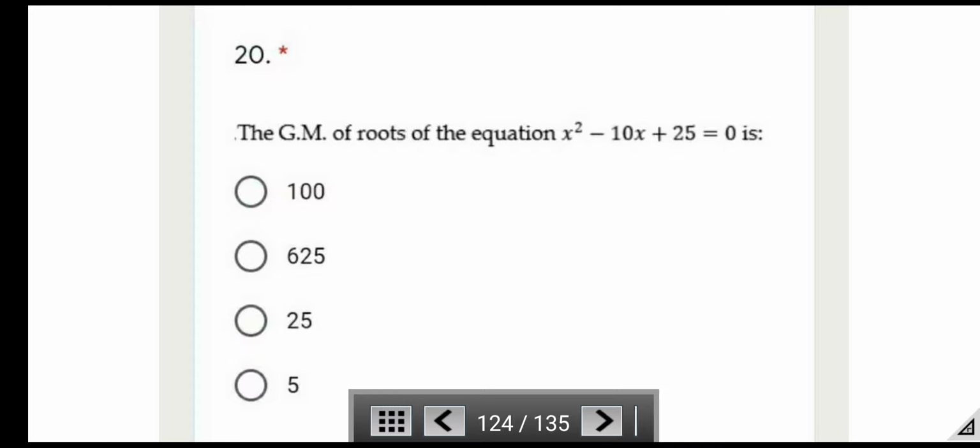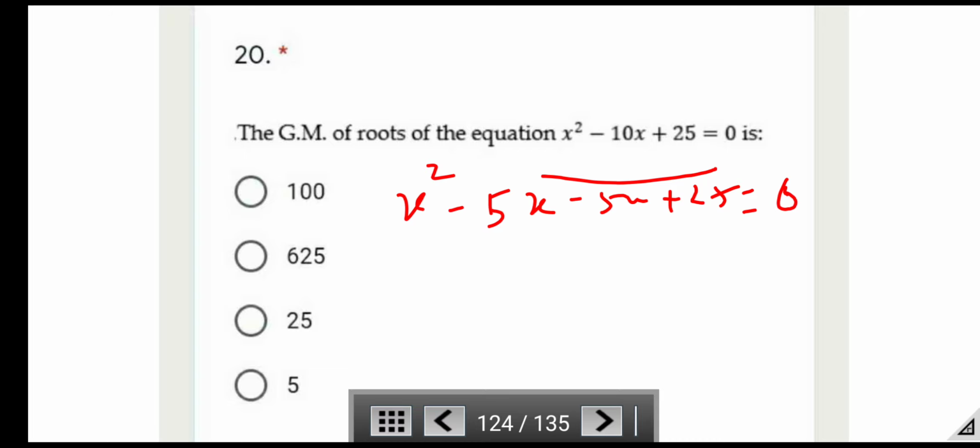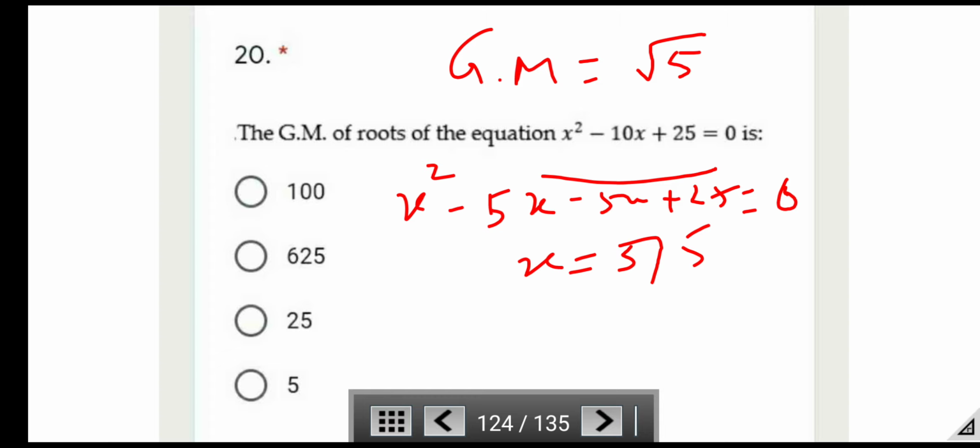Next question. The GM of the roots of the equation is, first of all, for the roots of this equation, by middle term splitting, x square minus 5x minus 5x plus 25 is equal to 0. From this equation we get x is equal to 5 and 5, two roots. Now the geometric mean is equal to the square root of 5 times 5, so we get 5. So 5 is the right option.